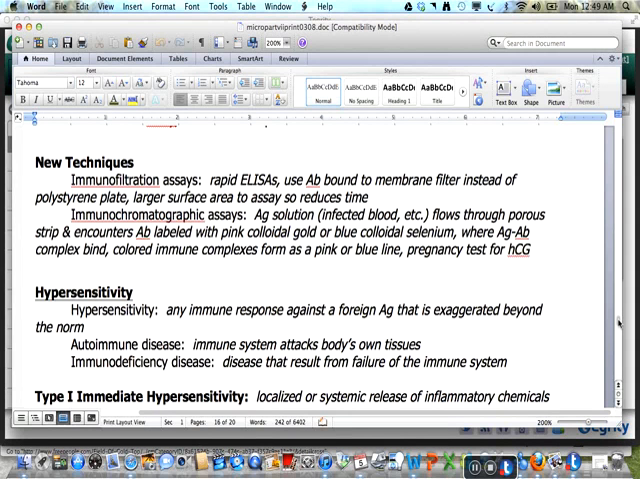Immunochromatographic assays use antigen solutions such as infected blood flowing through a porous strip. As the antigen flows through, it encounters antibody labeled with pink colloidal gold or blue colloidal selenium. Here, the antigen-antibody complex binds to a colored immune complex and forms a pink or blue line. This is what is used for pregnancy tests to detect levels of HCG.